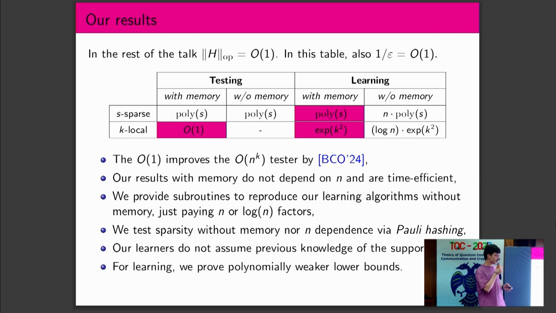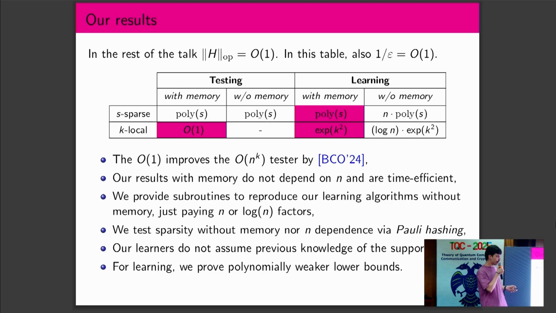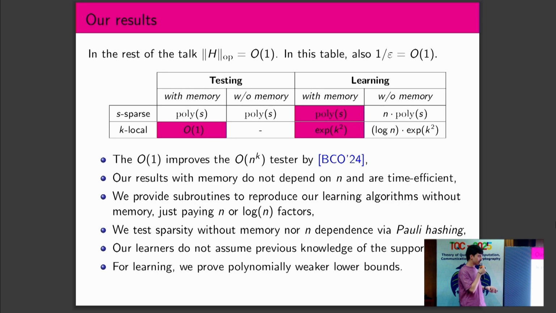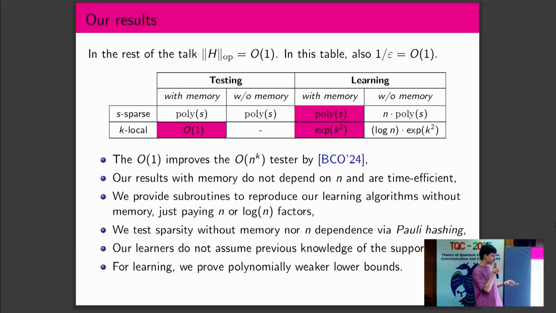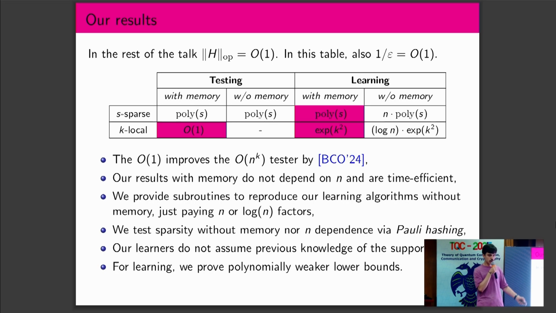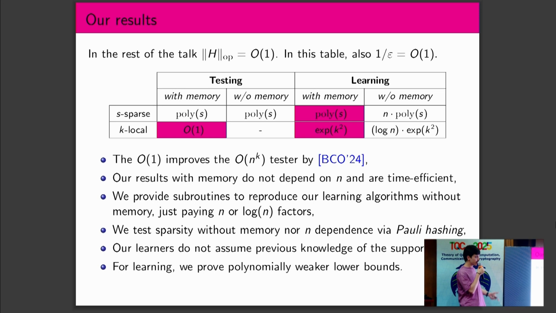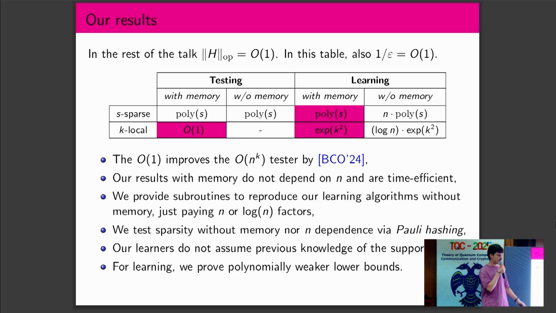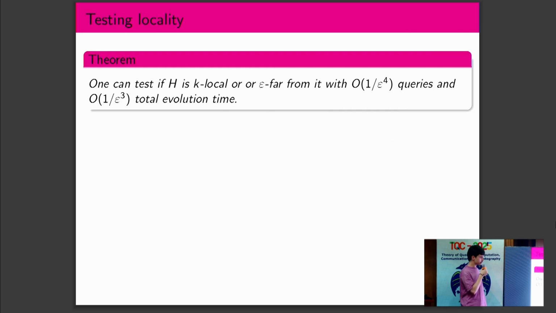And now what we are going to do is to talk a bit about some of these results. We are going to give a bit of detail about how we test with memory k-local Hamiltonians, and we are also going to talk a bit more about how we learn with memory both sparse and local Hamiltonians. First, let me talk about testing locality.